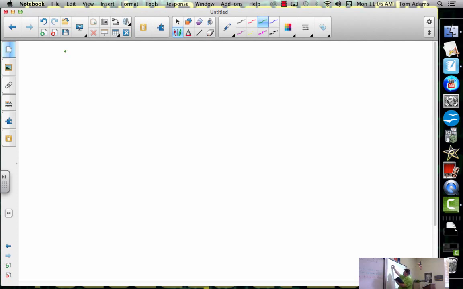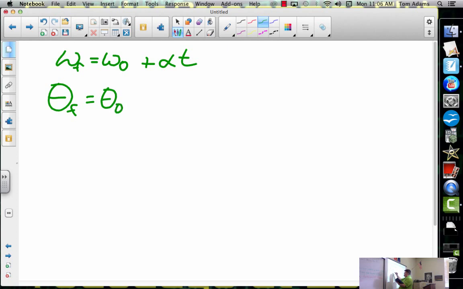So if one of them is that my final angular velocity is equal to my initial angular velocity plus the acceleration times time. That might work. And the other one is my final theta is equal to my initial theta plus my initial angular velocity times time plus 1/2 times the acceleration times time squared. And that's it with time.